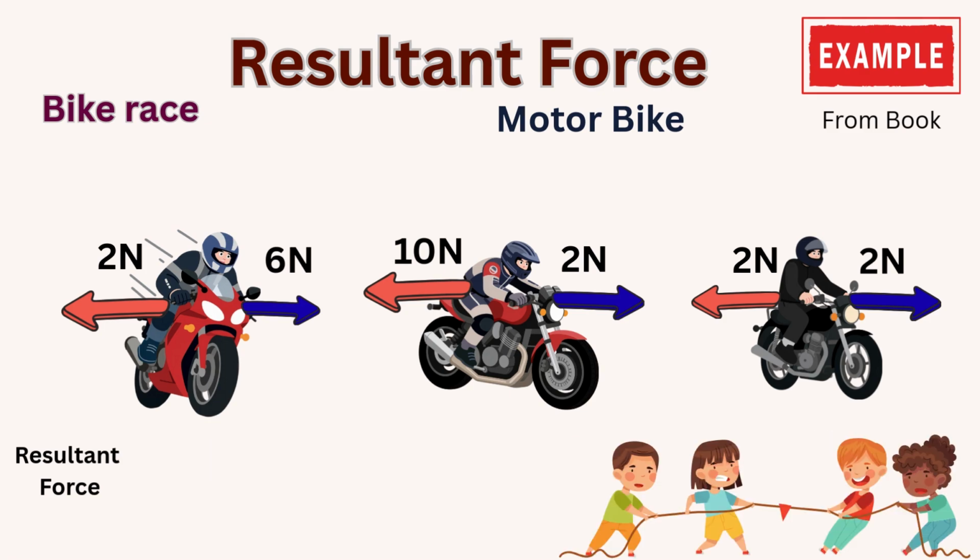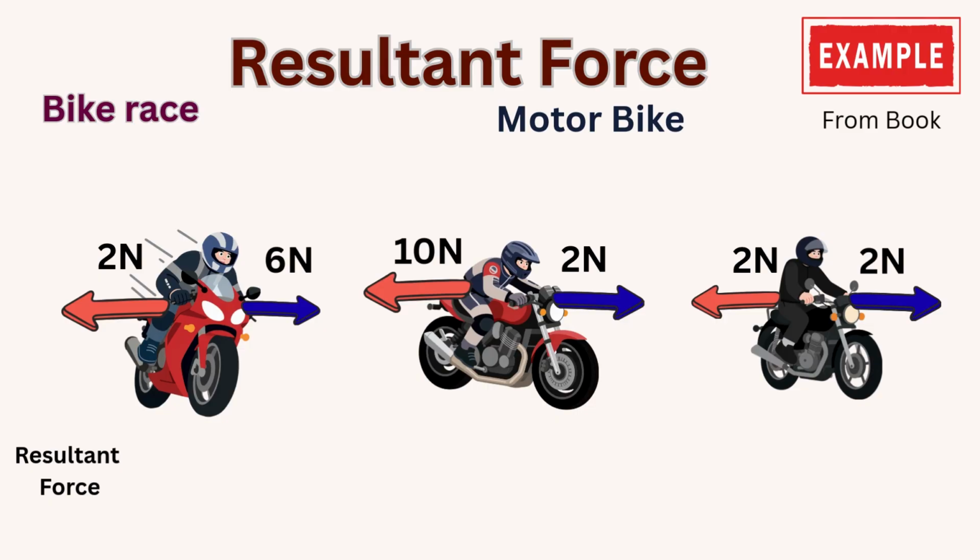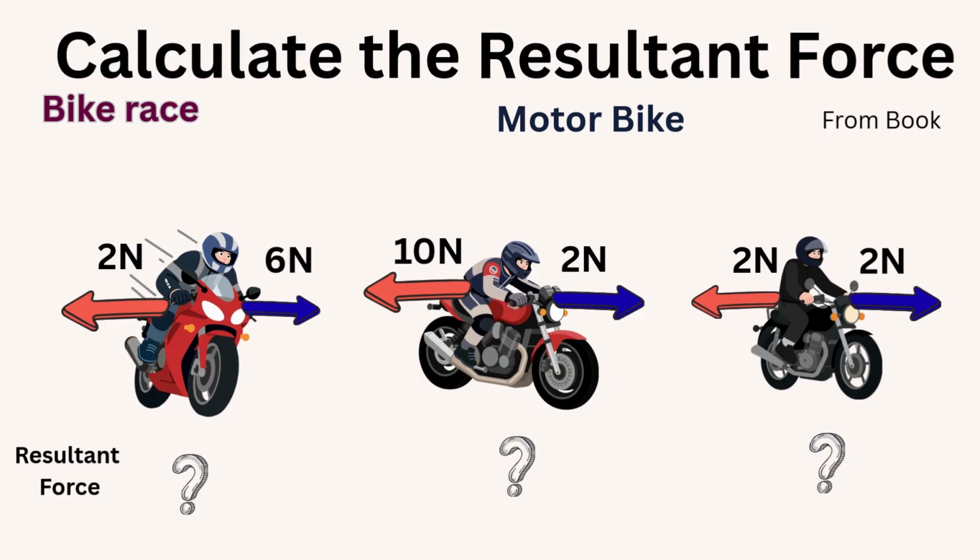Think of it like a tug of war, but with forces acting on a biker. We will explore how different forces like the engine's push and air resistance combine to create a resultant force. So tell me, who will win the race? By understanding this, we can predict who will win the race. So are you ready to calculate the winning force? As you can see on the screen, there are three motorbike diagrams which show different Newton values. To see who is winning the battle, we calculate the resultant force.